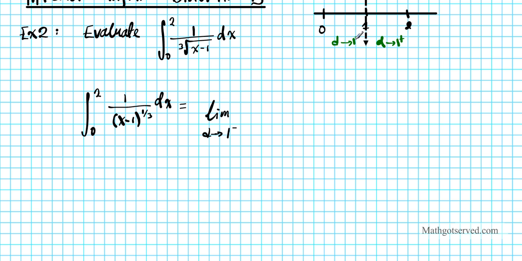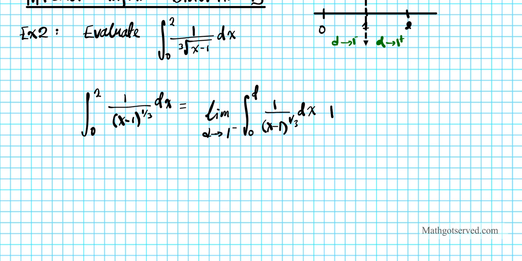This equals the limit as d approaches the discontinuity 1 from the left, of the integral from 0 to d of 1 over x minus 1 to the 1/3 dx. This integral represents this area right here, going from 0 to 1. Since we can't get to 1 because of the infinite discontinuity, we go from 0 to d, and then let d approach 1 from the left.